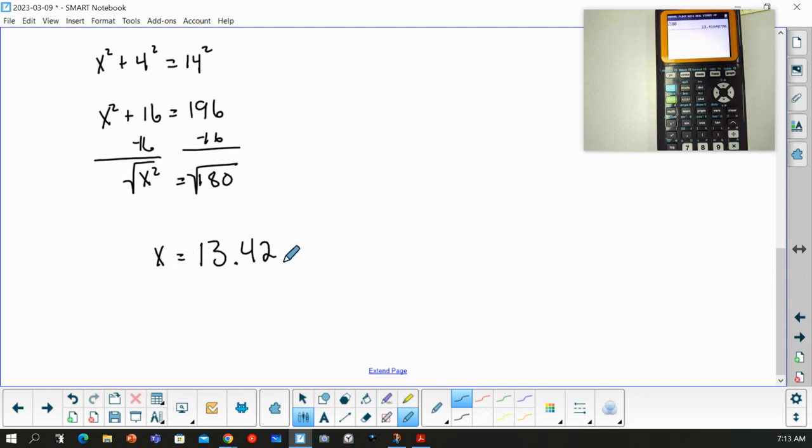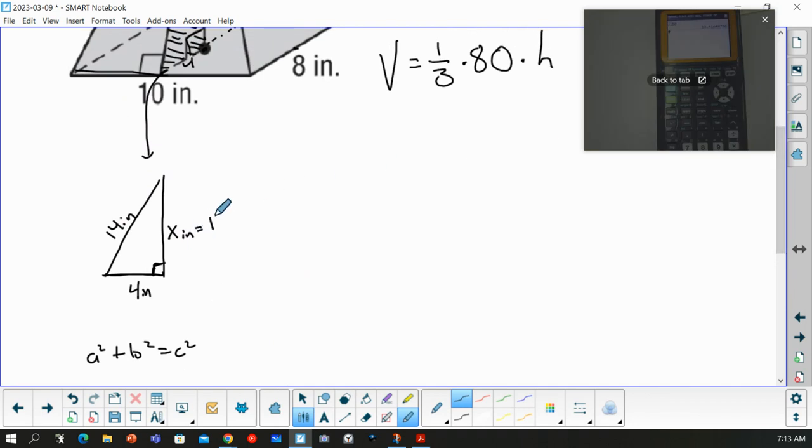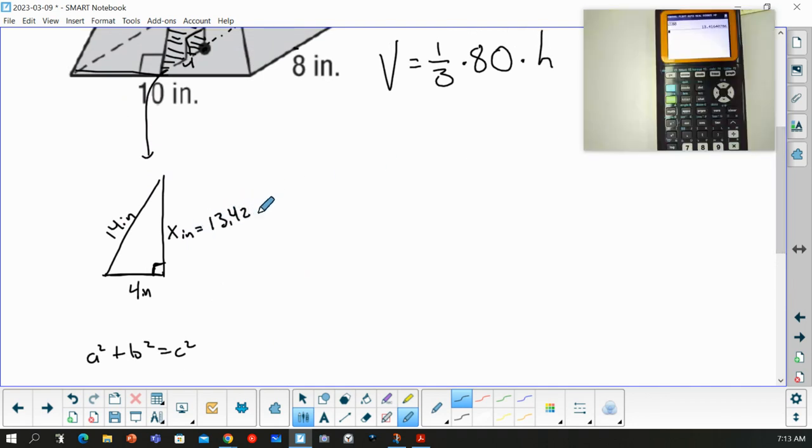So now I've solved this. Remember, this isn't my final answer. This was just a problem within the problem. Now if I go back up here, I was doing that just to figure out this height. So now I can rewrite this formula. Volume equals 1/3 times 80, which is the area of the base, times the height, which I now know is 13.42.